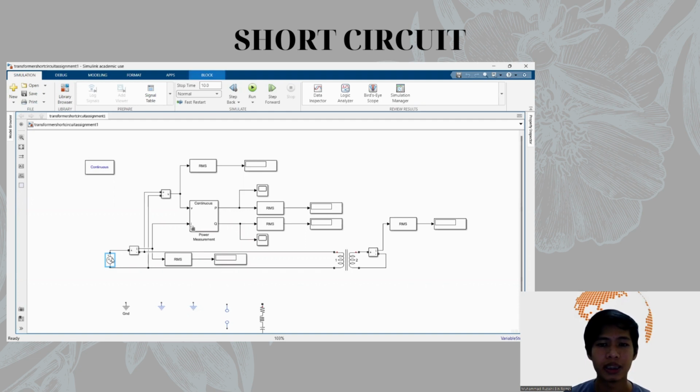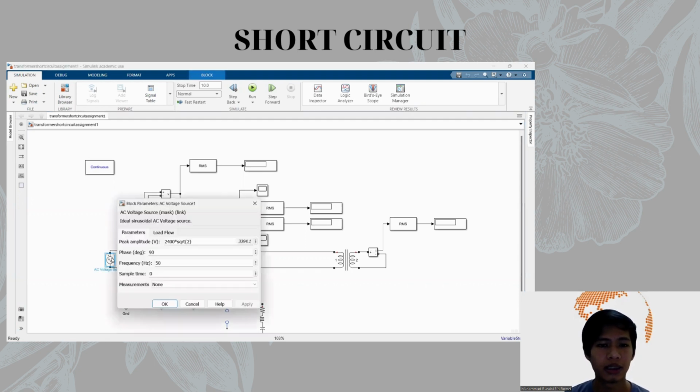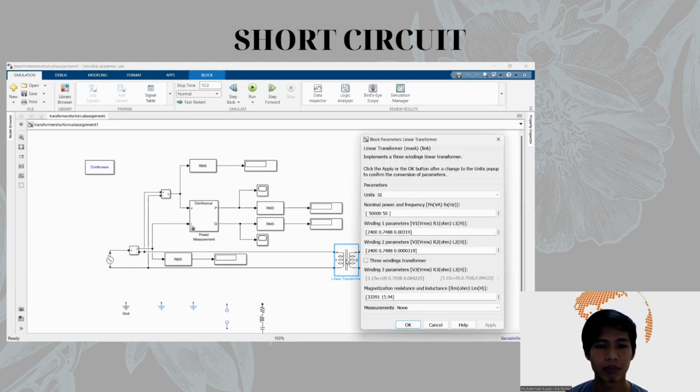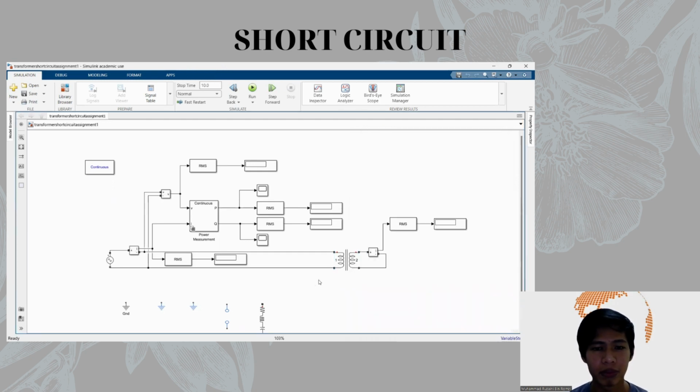Okay. This is the simulation of the short circuit transformer that I use using Simulink on the MATLAB. This is for the setup of the AC voltage supply, which is 2400. Then this is for the setup of the transformer.